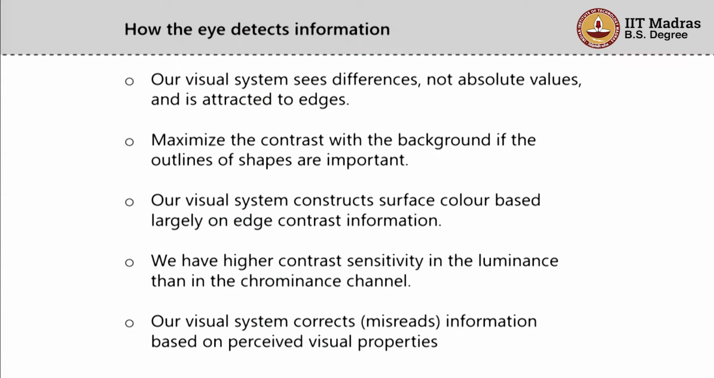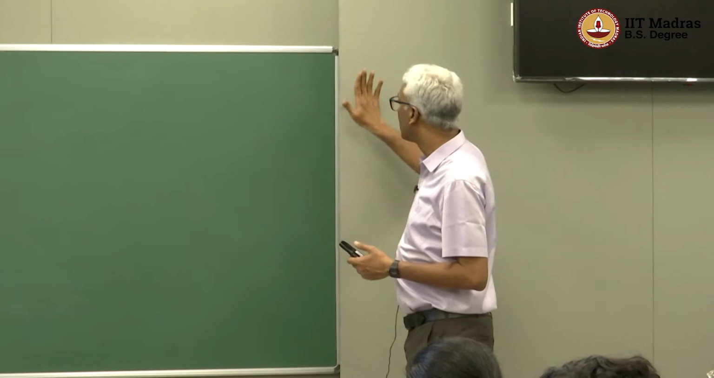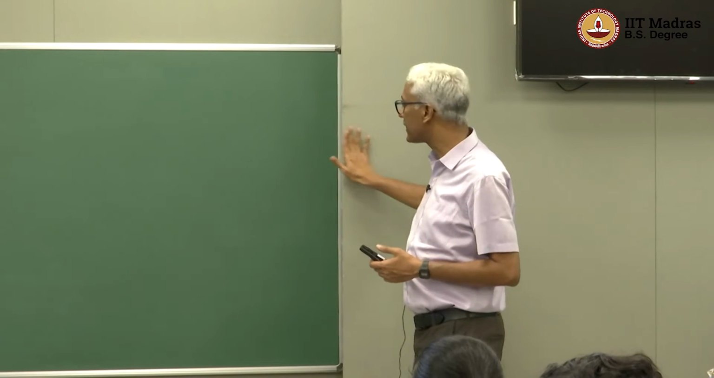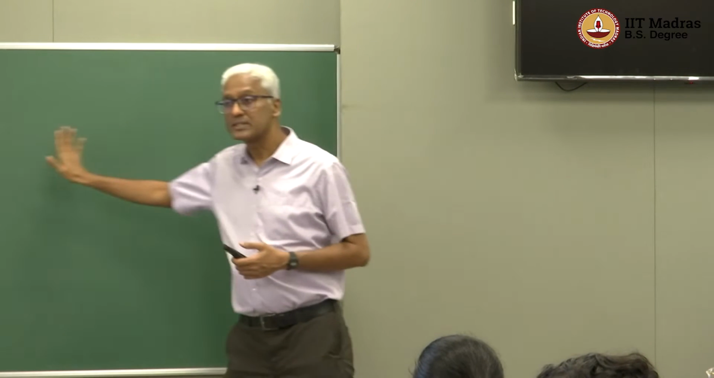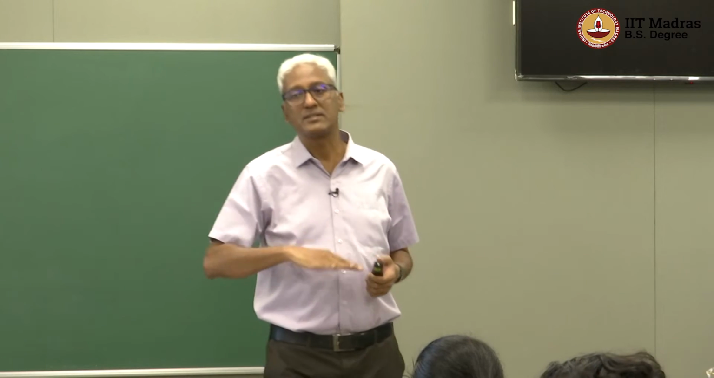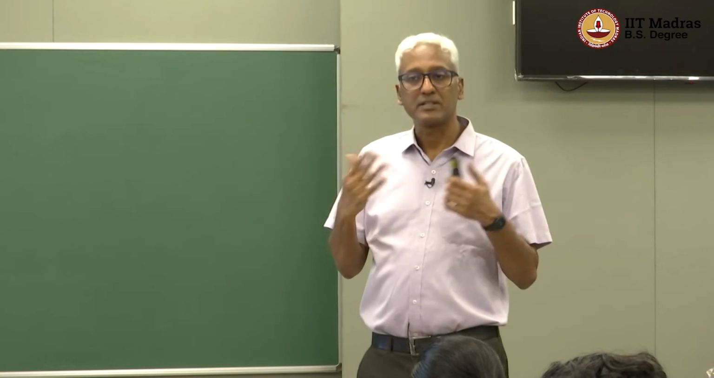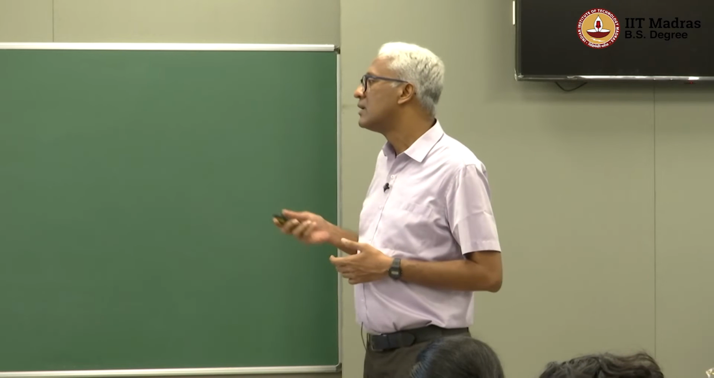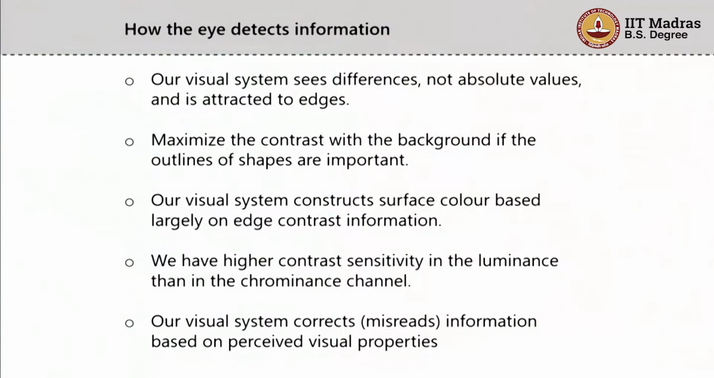So this is one color, right, and there is an edge, and then this is a different color, right. So what it says is that we attribute the color that we detect at the edge to the rest of the surface if the surface does not noticeably change, does not have other edges. We have a higher contrast sensitivity in the luminance rather than the chrominance channel.